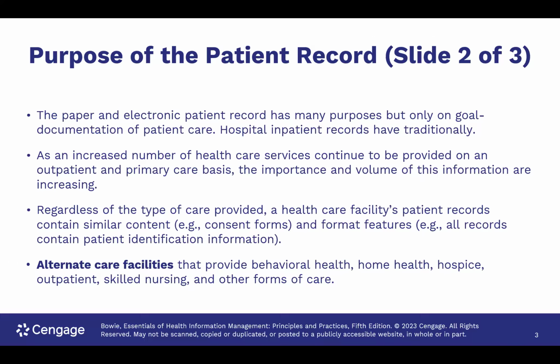Regardless of the type of care provided, a healthcare facility's patient records have a lot of the same types of things. And if you've been a patient, these are familiar. These are the consent forms, the payer authorization forms, patient identification, all those different types of things. We can have other different formats depending on the healthcare setting, and these will vary a little bit. We wouldn't expect to see behavioral health have the same type of record content as a hospital or home health or hospice because of the differing nature of their care.